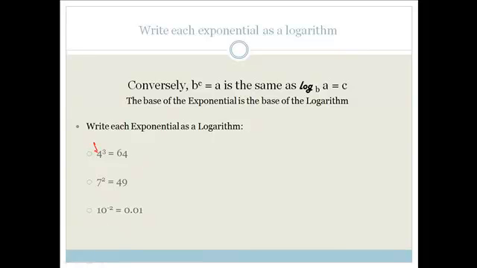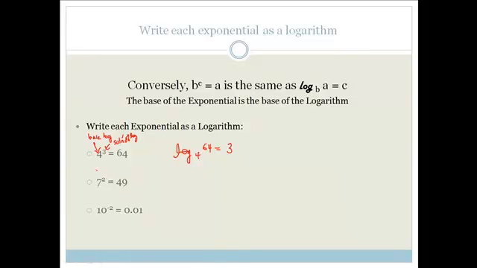Remember, the base of the exponential is always the base of the logarithm. The two expressions, the exponential expression and logarithm expression, always share the same base. So we have log base 4, always goes there. And remember, the power of the exponential is always the solution of the log. It's the number that's over here on the right hand side of the logarithm. So I'm looking at log base 4, and the number that's left over is 64. Log base 4 of 64 is equal to 3.